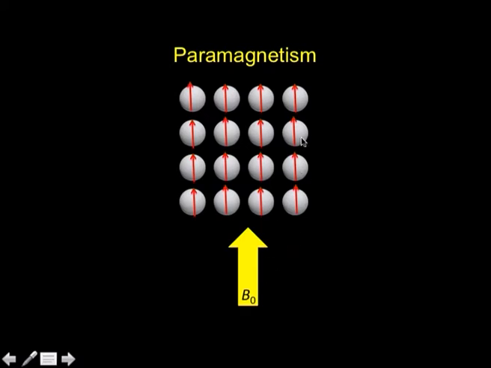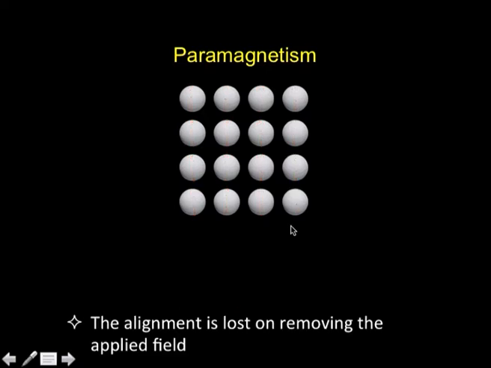So, this is typical paramagnetic behavior, and when I remove this, I find that this kind of alignment is lost and I get back to my original bulk material wherein the magnetic moments are randomly oriented. So, that is typical paramagnetic behavior. Now, let us try to look at a different perspective of the same thing.